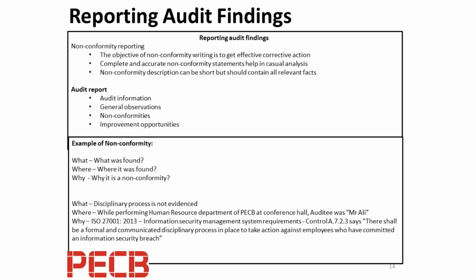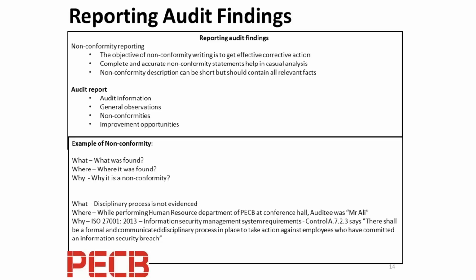Okay. Now let's see an example of a non-conformity. What, where, why? These are the three most important things when you talk about a non-conformity: what was found, where it was found, and why it is a non-conformity. I've just written something here. What? Disciplinary process is not evident. That is what is found. Where? While performing the audit of the human resource department of PCB at the conference hall, auditing Mr. Ali. Okay, sorry Ali, I'm giving you an NC on this.